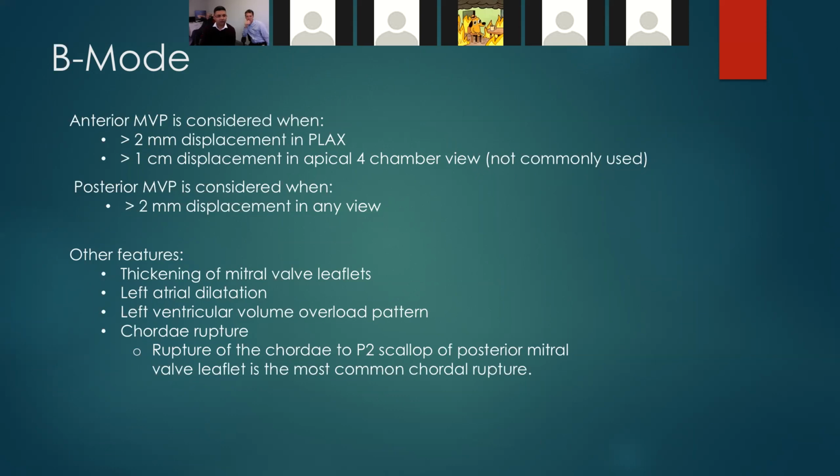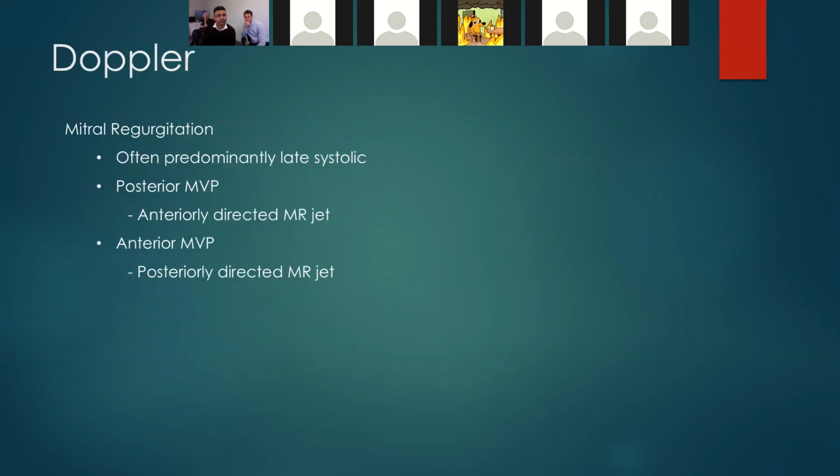And the other features are thickening of the leaflets, as we mentioned, and all the hemodynamic effects of prolapse and MR, like left atrial dilatation and left ventricle volume overload pattern. Rupture of chordae to the P2 scallop is the most common because it has very weak anatomical support, as we discussed. And on Doppler, you will have significant MR, which is predominantly late systolic. If it's anterior mitral valve prolapse, you will have a posteriorly directed MR jet. If it's posterior, then the other way around.